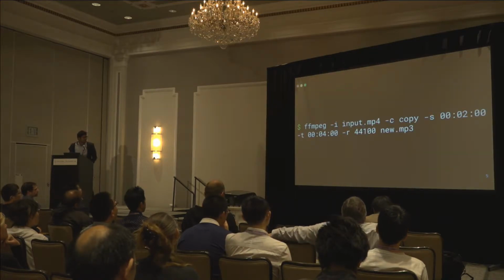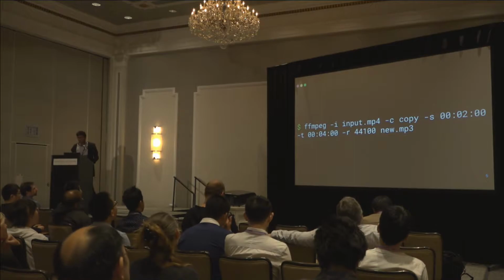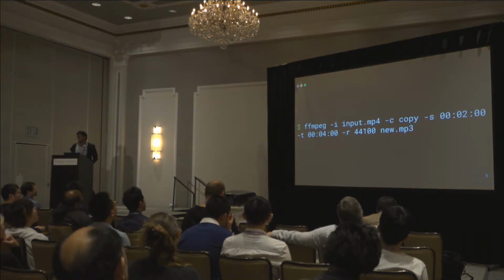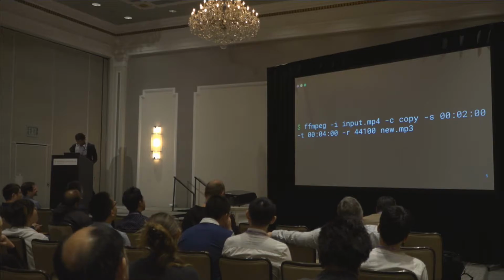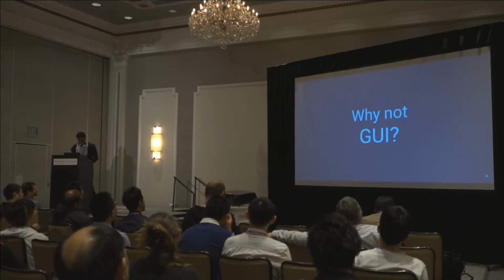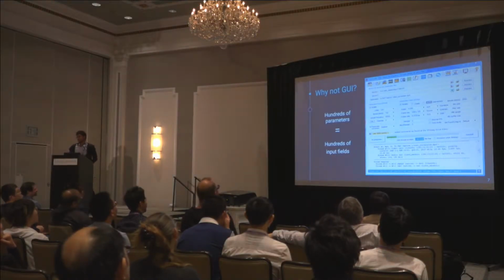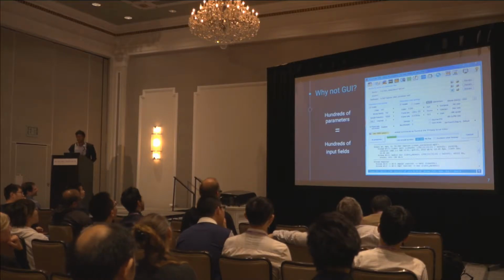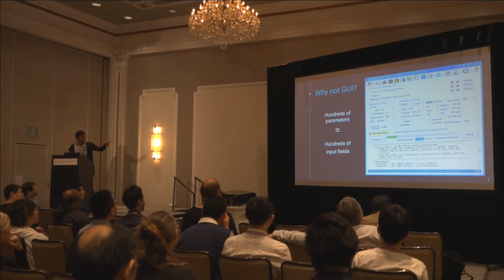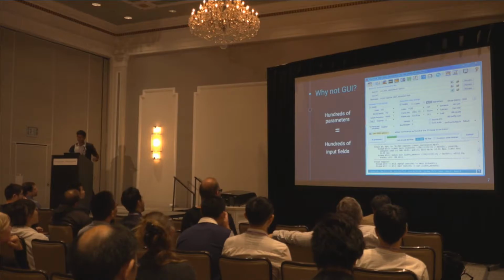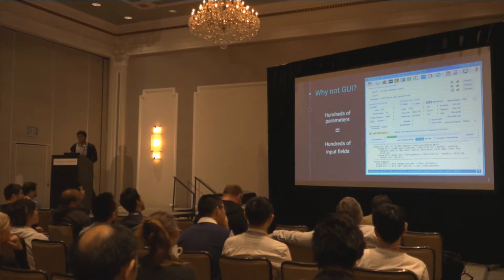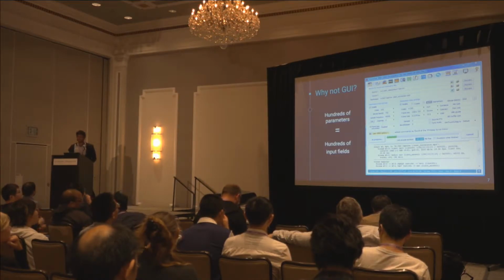Let's take the simple example of an ffmpeg command, right? Why can't we have a GUI for this? Well, there is a GUI, and this is the GUI. ffmpeg, like many command line applications, has hundreds of parameters, which means hundreds of input fields. This screen is one of a dozen tabs available in the GUI, and it already has so many inputs, it's scary.